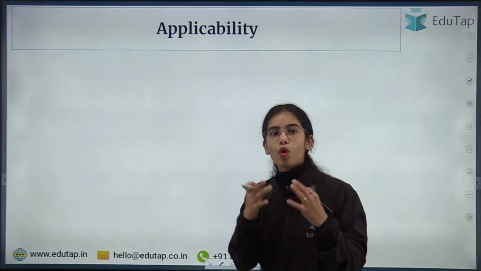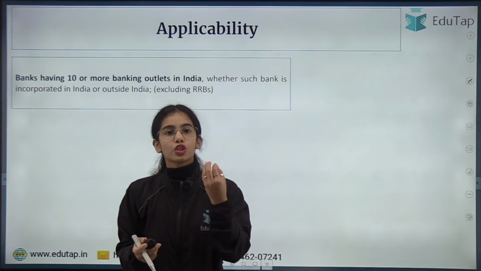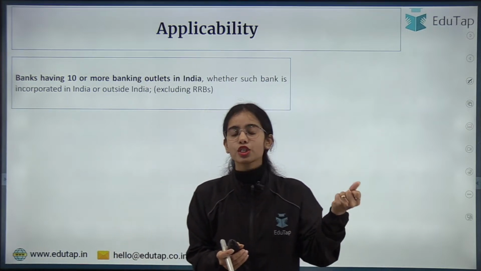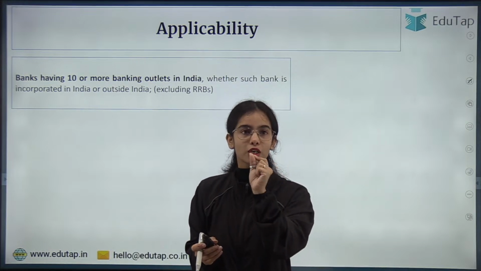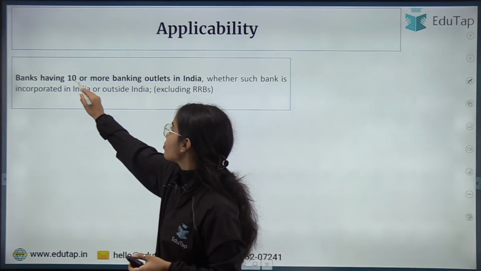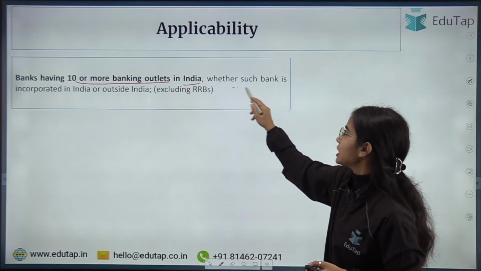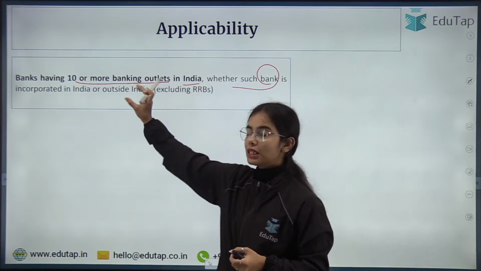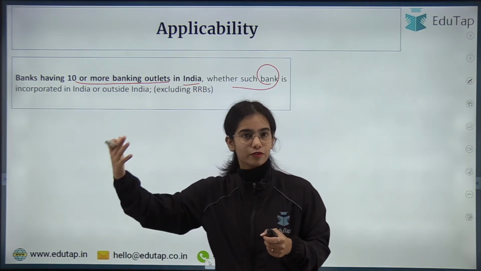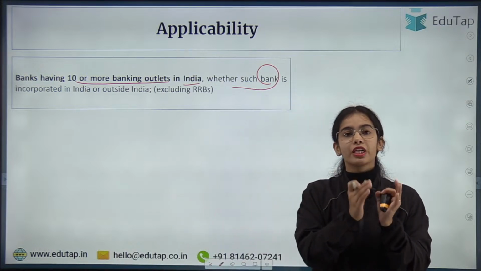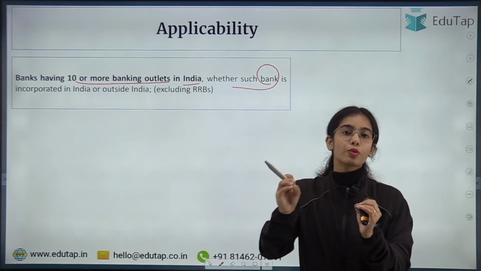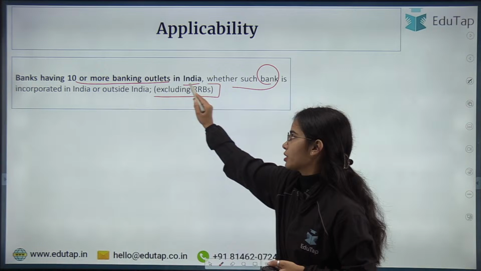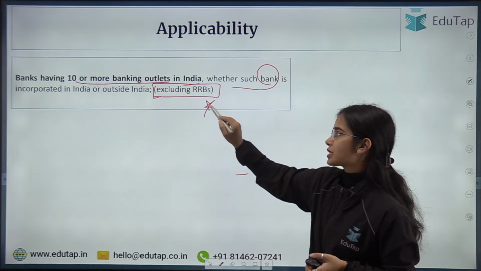Now, what is the applicability? First of all, do all banks have to have the internal ombudsman, even the very small banks? No, only the scheduled commercial banks having 10 or more banking outlets in India, whether such a bank is incorporated in India or outside India. So all the scheduled commercial banks, whether foreign banks or Indian banks, if they have 10 or more banking outlets, then they need to have the internal ombudsman, excluding the regional rural banks. Only the regional rural banks are excluded.